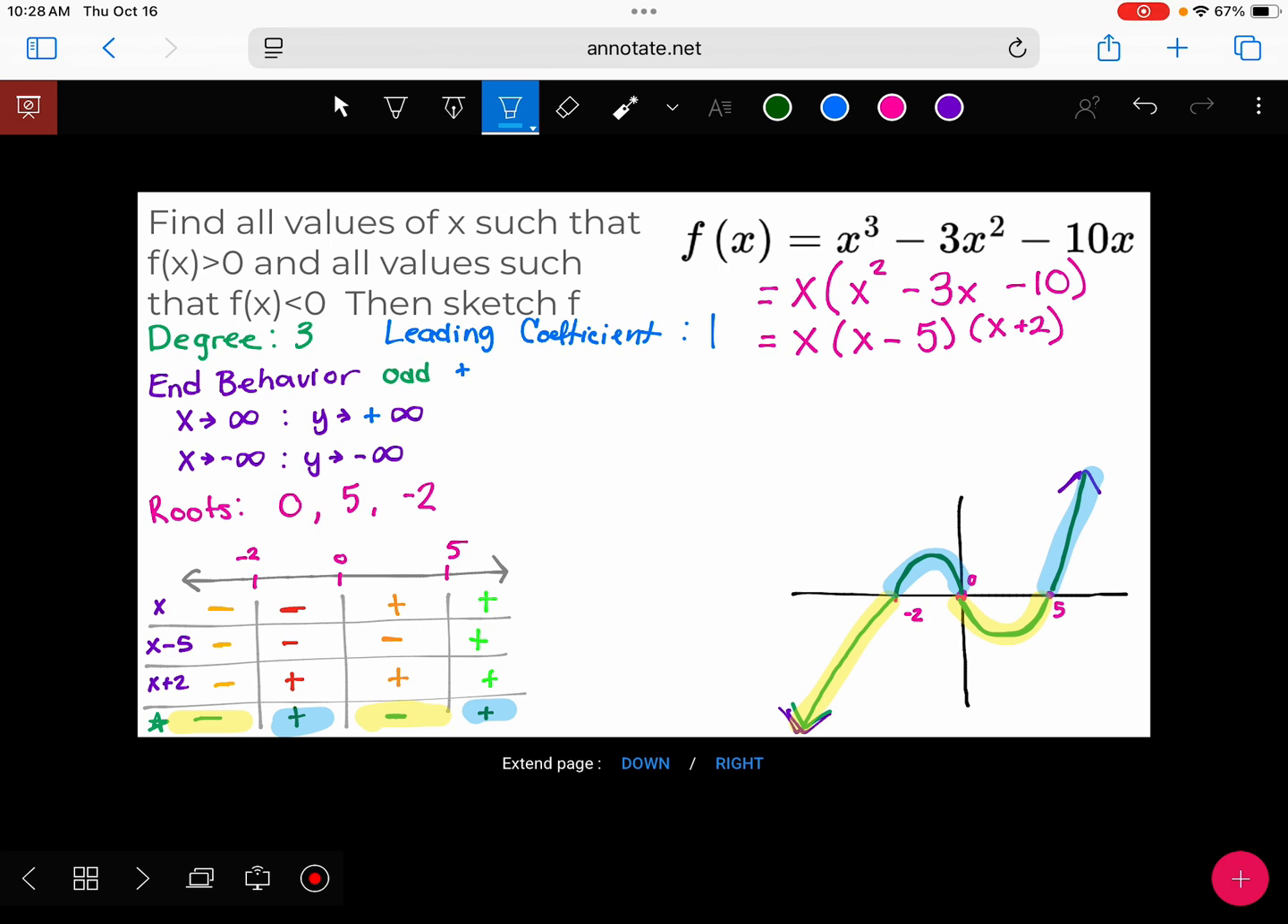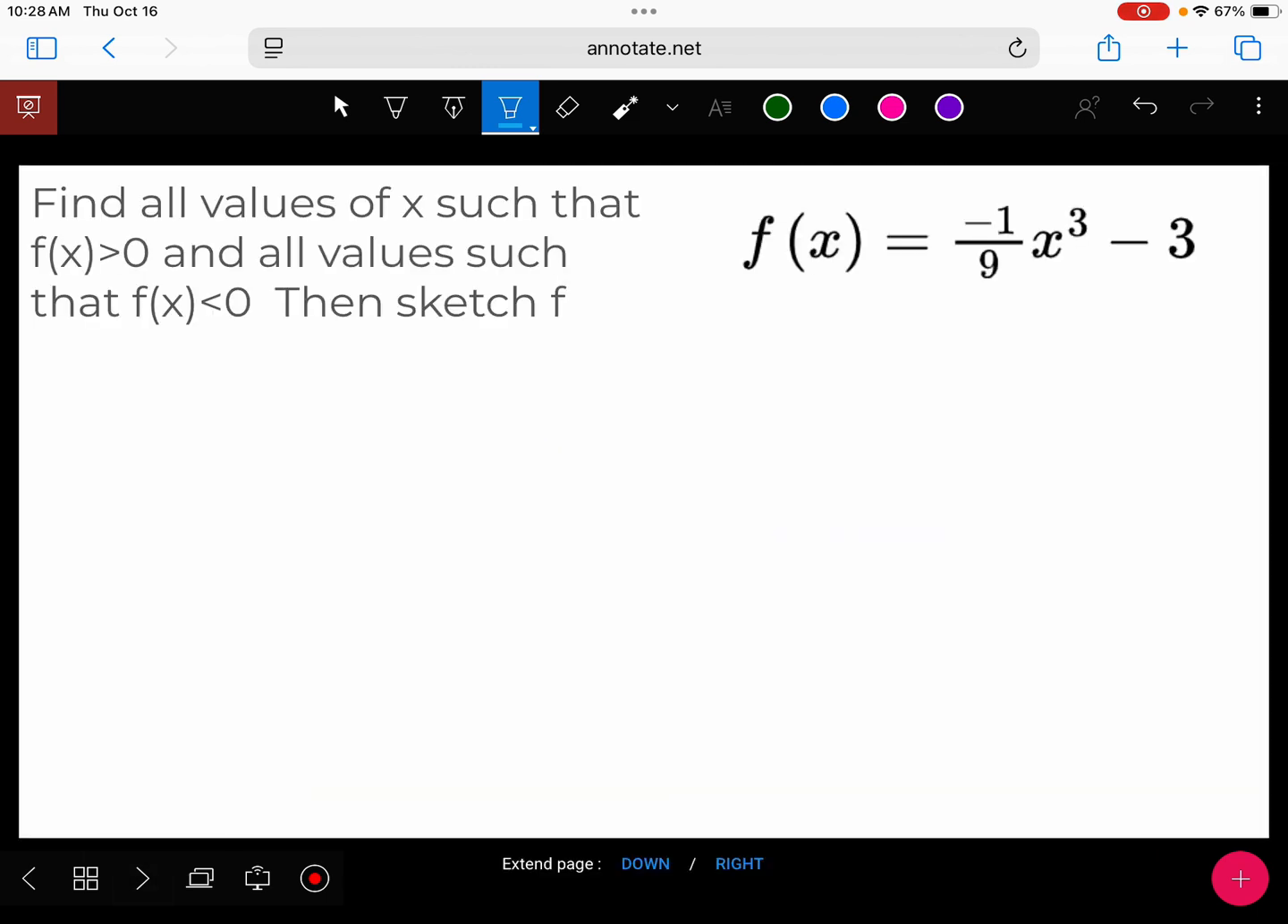We're going to look at one more equation today, and then we'll do a little bit more tomorrow. There's one on the homework that has a hard way and an easy way to do it. This isn't the exact one from the homework, but it's very similar. It's the same kind of question, but a little fractiony and kind of icky. It's the same instructions. We just want to find out for this -1/9 x cubed minus 3 what the heck is going on.